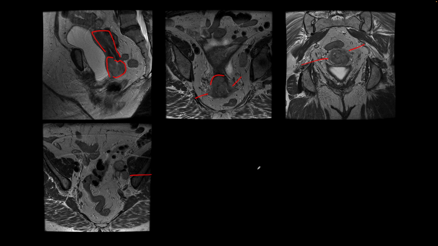And so this patient should get an FDG PET CT for whole body staging before a treatment plan is decided. So this is a great example of a locally advanced cervical cancer seen on the MR of the pelvis.